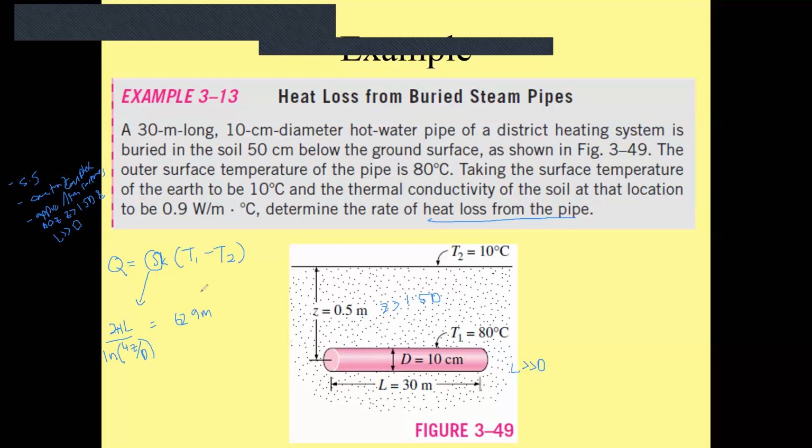And what about T1 and T2? Which one are you going to use? Of course it's going from hot to cold, so T1 is hot, T2 is colder. K is also given to you. And don't forget about the units; you have to synchronize the units. Then you will get Q equal to 3,963 watts.